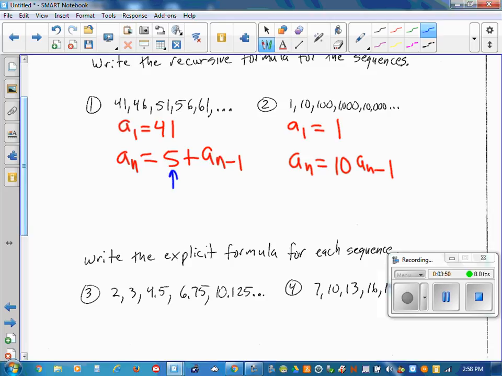So this is the d, right? That got substituted in because the common difference is d. And then this is the r that got substituted in from the formulas.